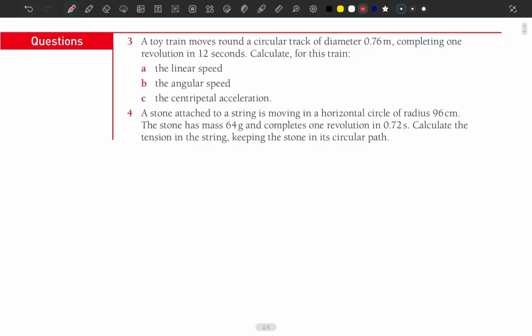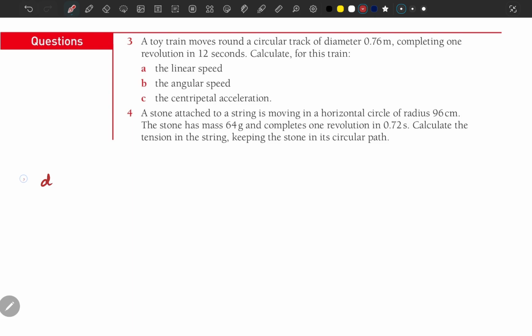So here's a question. A toy train moves around a circular track of diameter 0.76 meters, completing one revolution in 12 seconds. Calculate for this train the linear speed, the angular speed, and the centripetal acceleration. Okay.